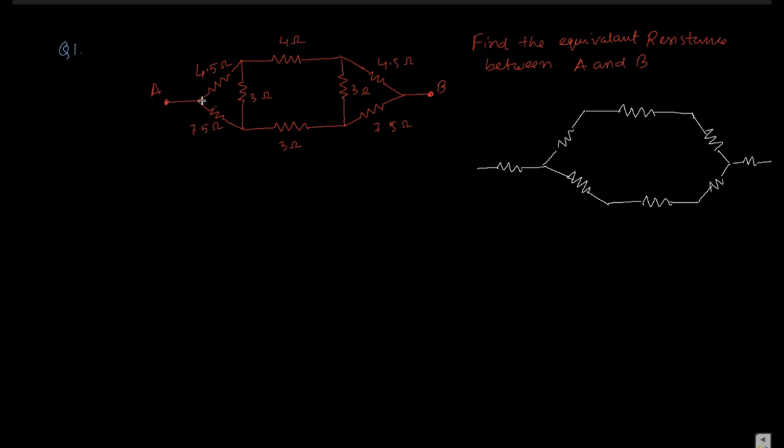Yes, sir. So that delta is converted into star like this, and that delta is converted into star like this. So what should be the value of this resistance? It becomes this into this divided by this plus this plus this.